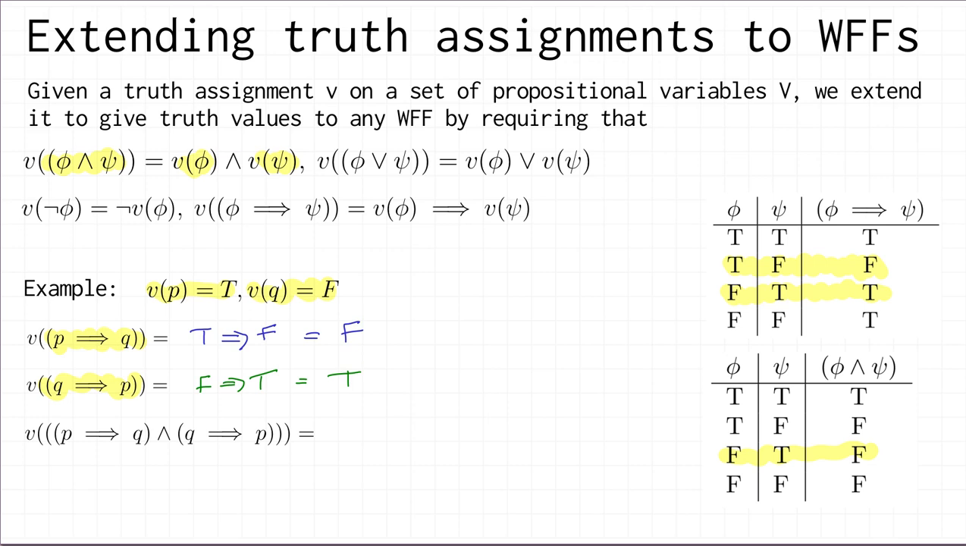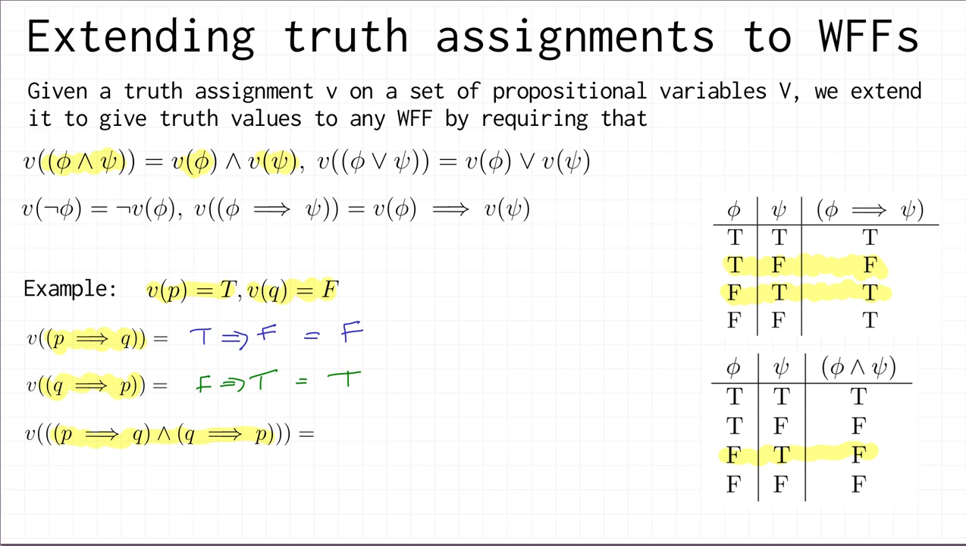So let's now look at this more complicated example right at the bottom here. We have a well-formed formula which is p implies q and q implies p. We can work this out just by substituting in for p and q here, and you'll get some complicated expression. But actually what you might notice is that we've done two of the parts of this formula already. The formula comes in two parts. There's a p implies q and a q implies p. And we already know the truth values for those.